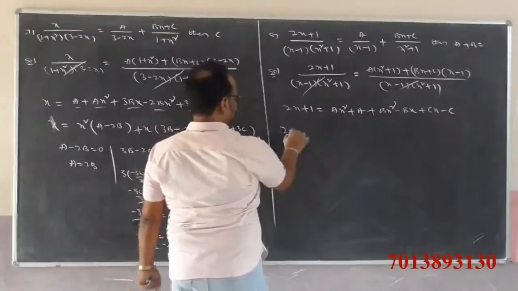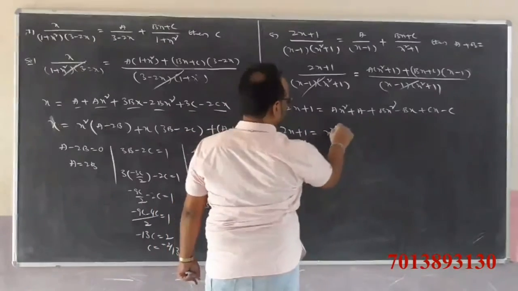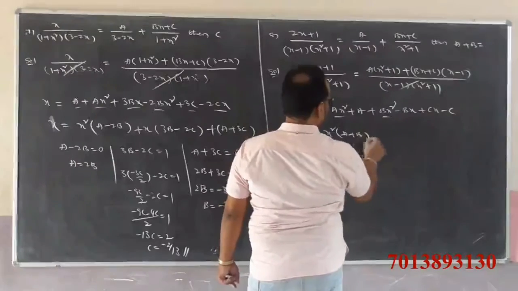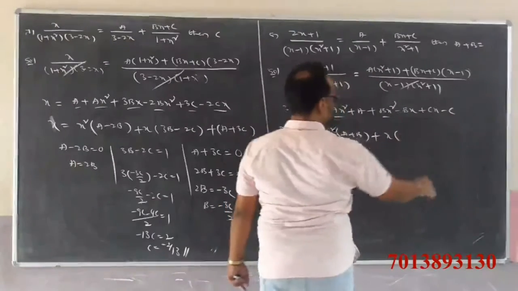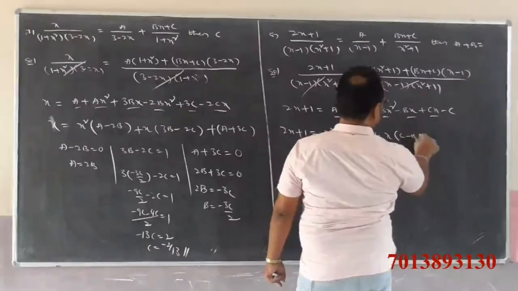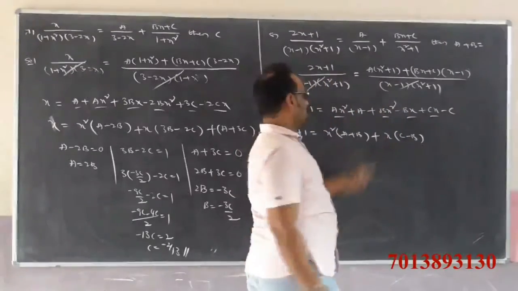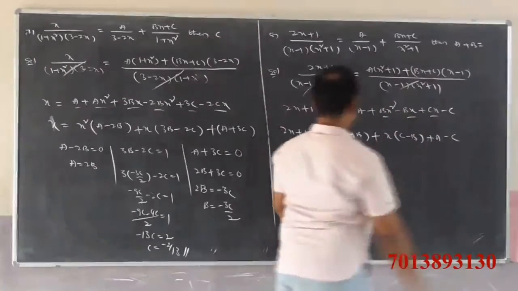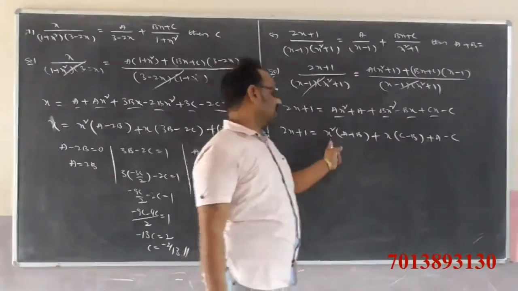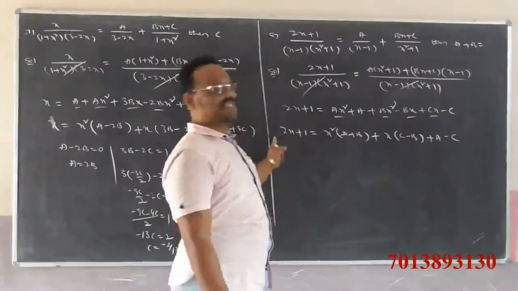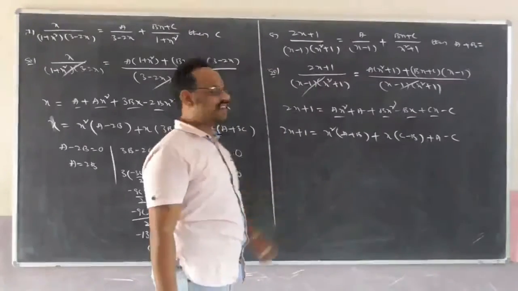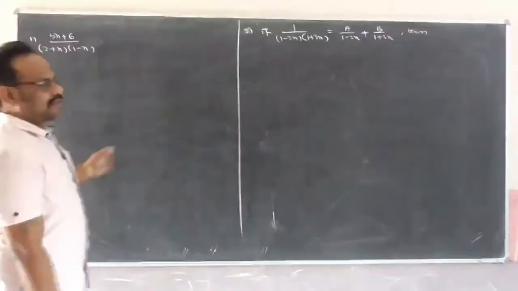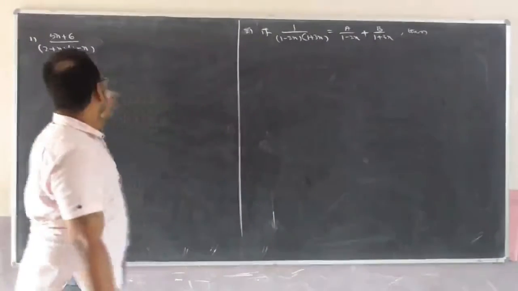So 2x plus 1 is equal to... If you take x square, the coefficient is a plus b, and taking x, we get c minus b, and the constant is a minus c. We want the a plus b value. Clearly, the x square coefficient on the left is not there, so it is 0. So a plus b is equal to 0. This is the answer.